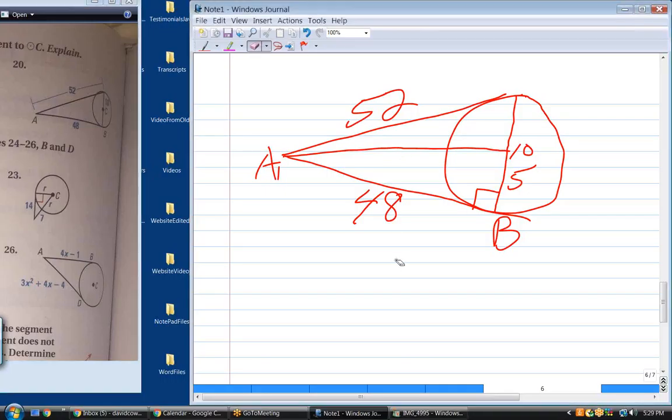Might be missing something with this problem. I probably am, but I would say AB, you cannot tell whether it's tangent or not. Not as long as that, it doesn't even matter if that 10 is a radius as opposed to a diameter. Yes, sorry. Let's rework everything here. Good, glad I spotted this before I hung up.